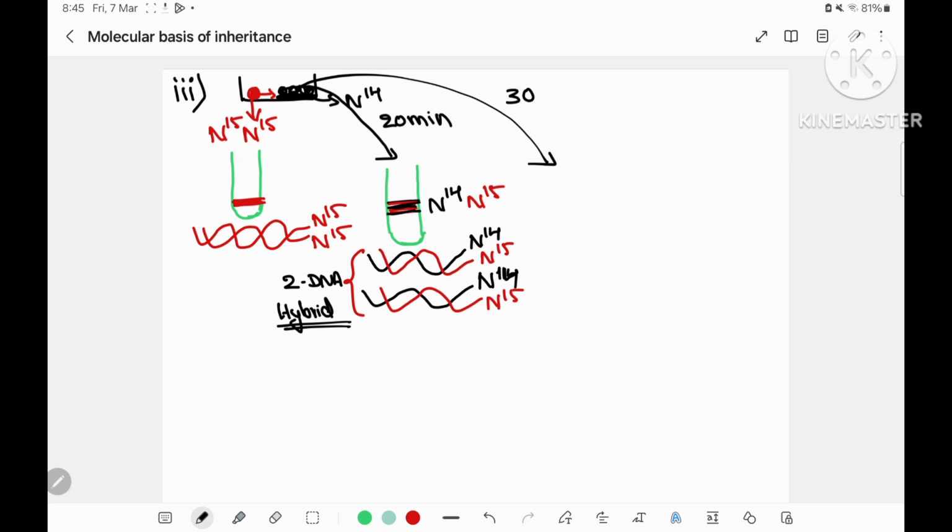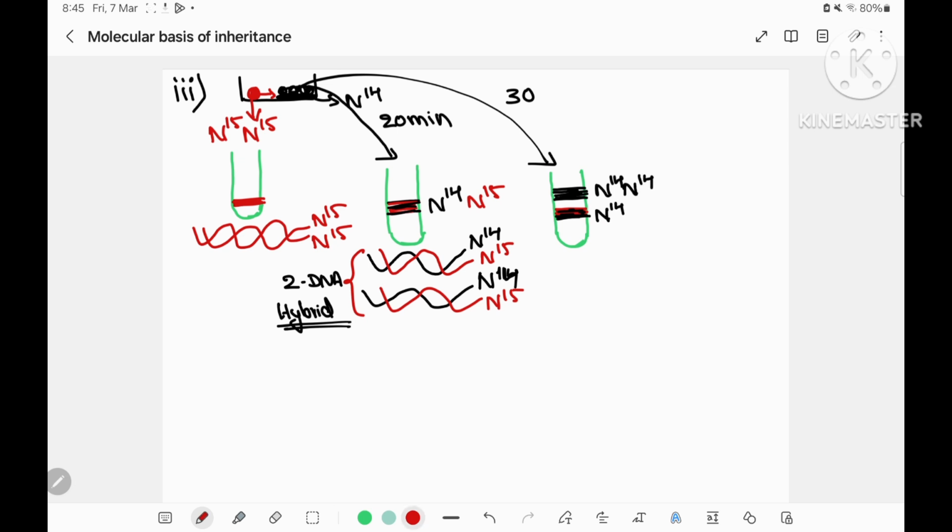There is no other chance. Now this is called a hybrid DNA, and hybrid DNA will always form a band at the middle. Now after 40 minutes the same cells are analyzed for their DNA in cesium chloride density gradient centrifugation.